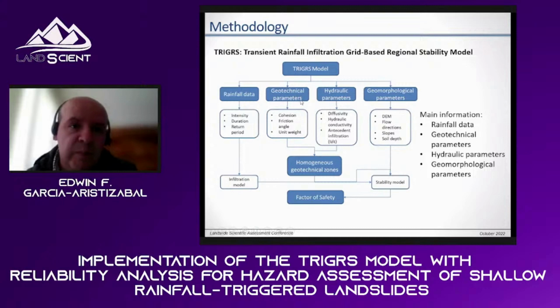We collect some geotechnical parameters: cohesion, friction angle, and unit weight; hydraulic parameters: diffusivity, hydraulic conductivity, and antecedent rainfall infiltration; and some geomorphological parameters such as the DEM, the flow direction, the slopes, and the soil depth. With this information, geotechnical and hydraulic parameters, we generate some homogeneous geotechnical zones that I'm going to show later. The infiltration model is run, and after that, the stability model is applied in order to get a safety factor.